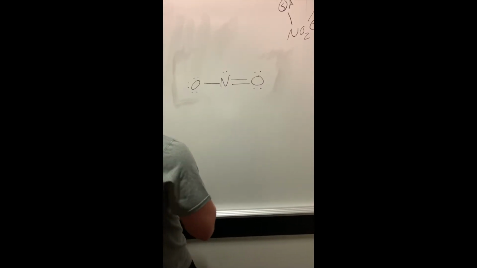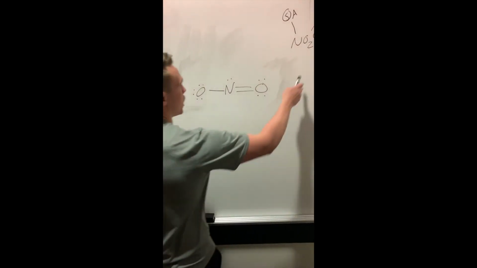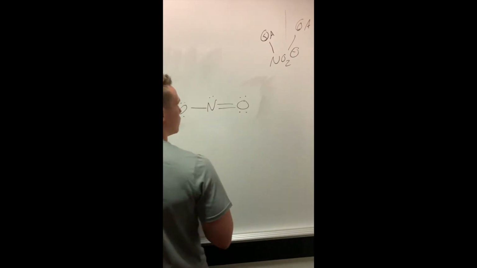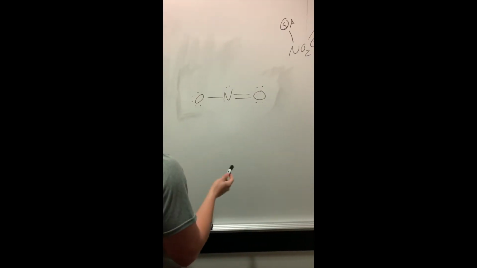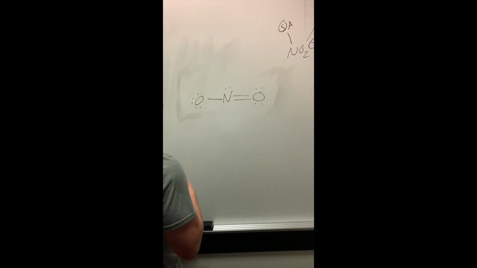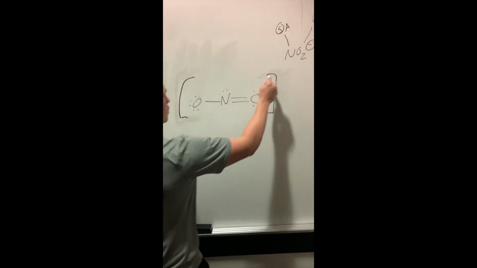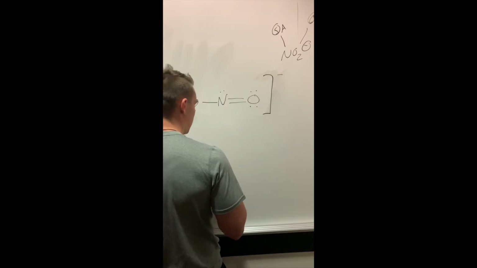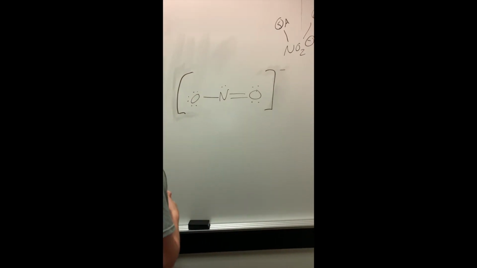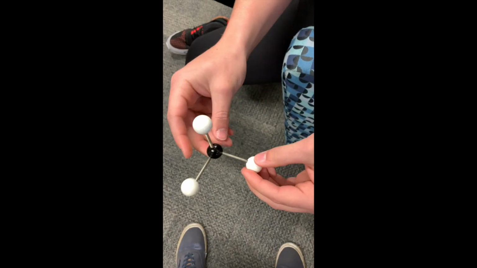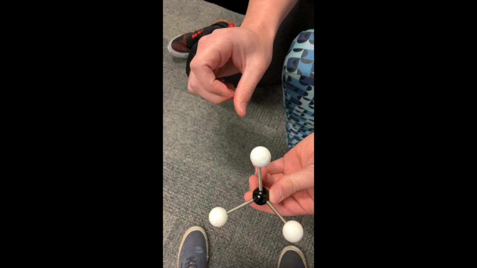So this may look like a complete Lewis structure, but it is not, because we have this electron up here. That is part of the ion, which creates the nitrite ion. So you have to put a bracket around the structure, like so, and then add the charge to show it is an ion. So this is the electron pair geometry for the nitrite ion.